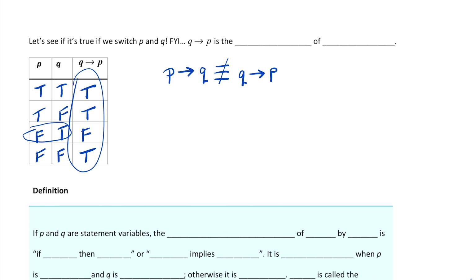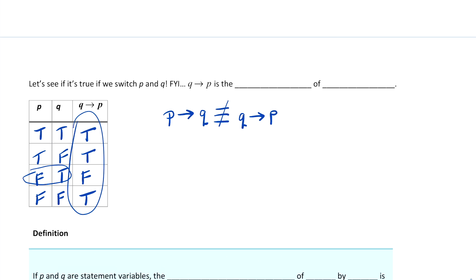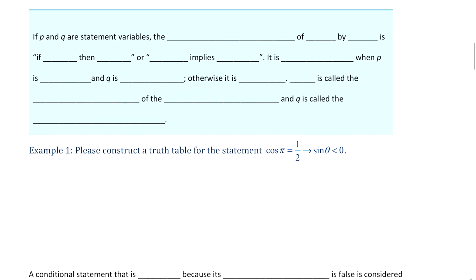So when we get to biconditional statements, then you could have a situation where your statement goes both ways. But that is later. All right, so FYI, just so you know, if Q then P happens to be the converse of if P then Q. All right, and we'll learn that officially in a moment or a few minutes.